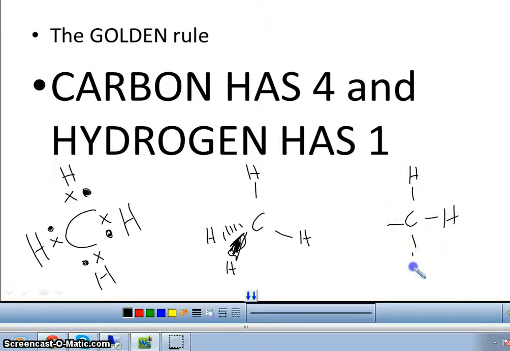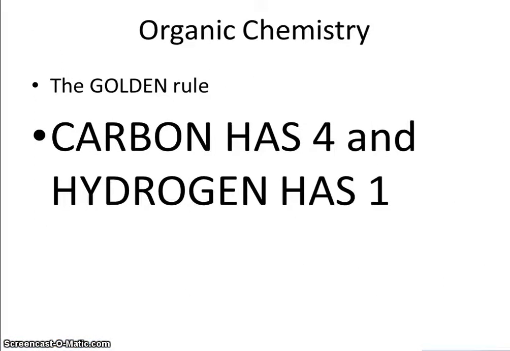Don't forget that whenever we draw these 2-dimensional diagrams, they are simply a point of a model of how we could possibly draw them. There's another representation of it. Okay, so you need to be familiar with all these types of drawings. Okay, next slide. But the best thing about carbon has 4 and hydrogen has 1 is if you go through and count your molecule at the end and your carbons have more than 4 bonds or your hydrogens have more than 1 bond, you've probably got something wrong.